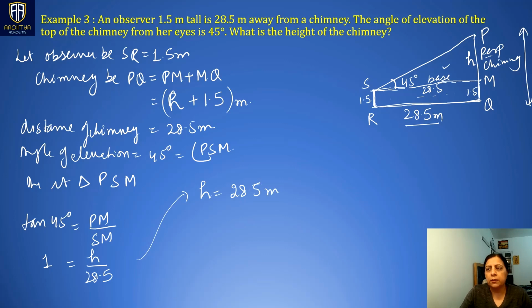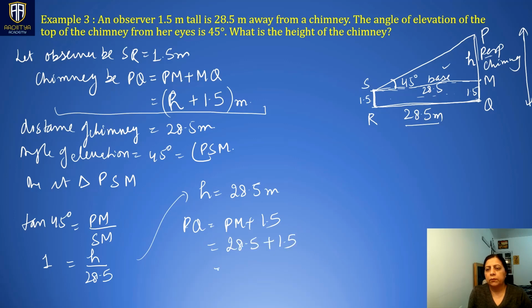Now this H part is PM, right? Height of chimney we have considered as this. PQ is equal to PM plus 1.5, or H, which is 28.5 added to 1.5. The height of chimney is 30 meters. Right?